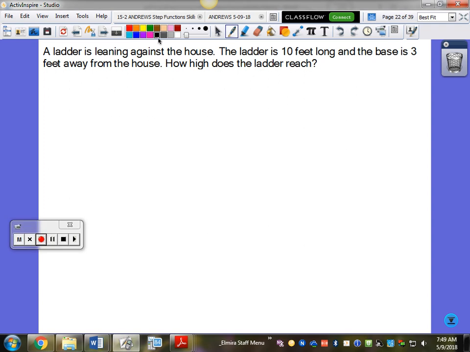Okay, well, it's really helpful if you draw a picture. So we'll draw a very simple stick house. Okay, we've got a ladder leaning up against the house. It says that the ladder is 10 feet long, and the base or the bottom of the ladder, so here's the bottom of the ladder, is 3 feet away from the house. And the question is, how high up the house, how high is this from here to here? How high up does that reach?